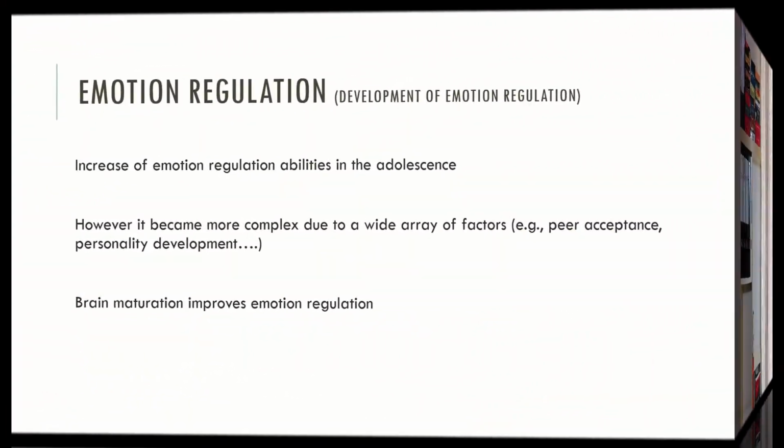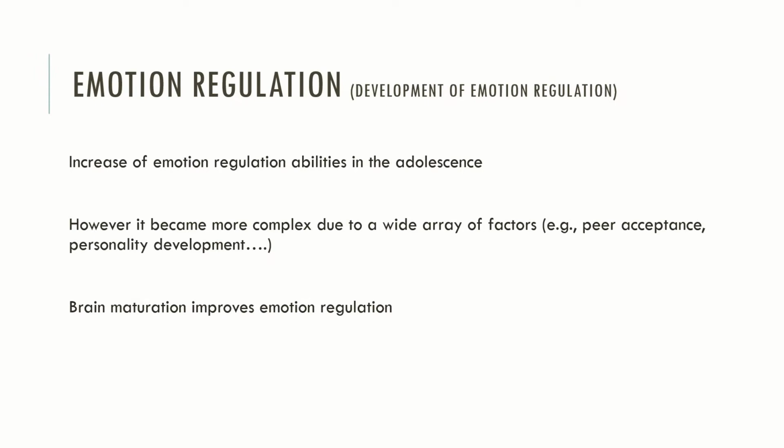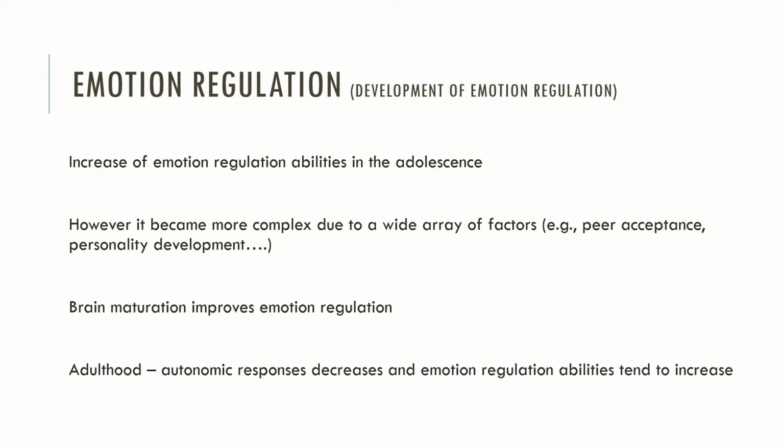Finally, in adulthood, as people get older, their motivation to seek emotional meaning in life through social ties tends to increase. Autonomic responses decrease and emotion regulation skills tend to increase.